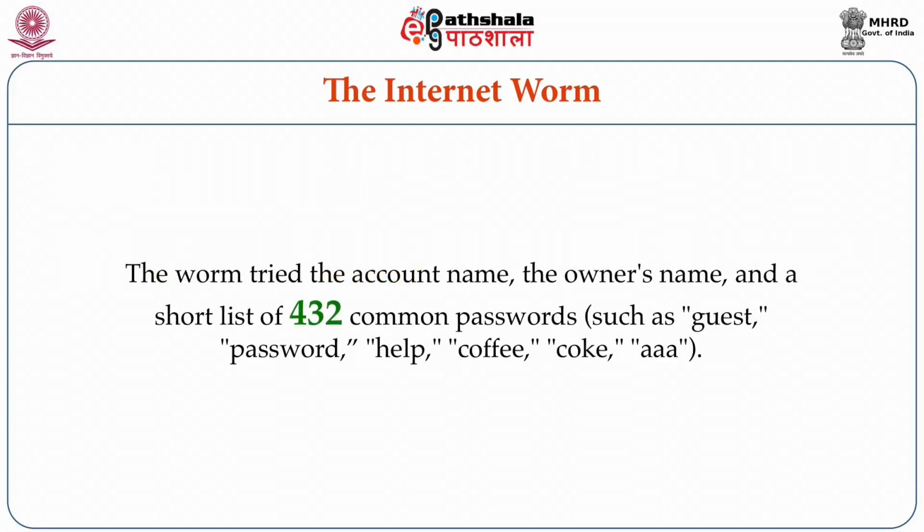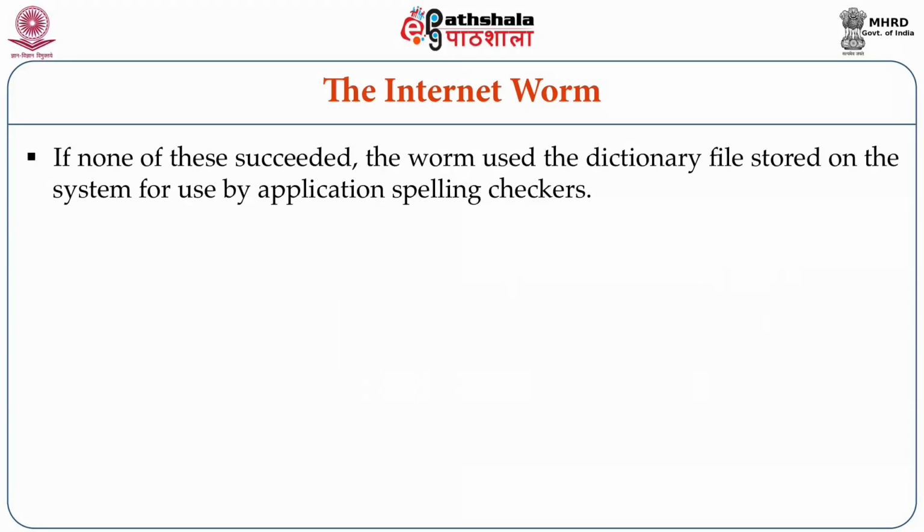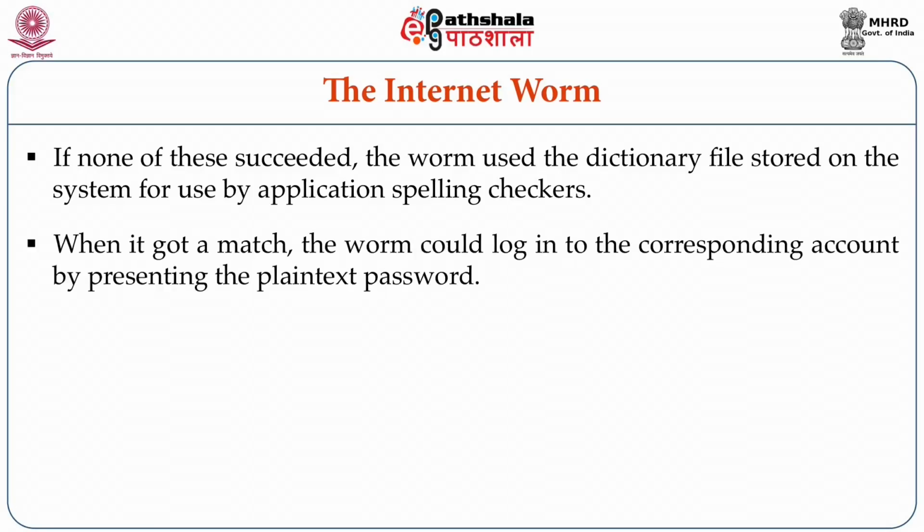The worm tried the account name, the owner's name, and a short list of 432 common passwords such as guest, password, help, coffee, coke, AAA. And if none of this succeeded, the worm used the dictionary file stored on the system for use by an application spelling checker. When it got a match, the worm could log into the corresponding account by presenting the plain text password.